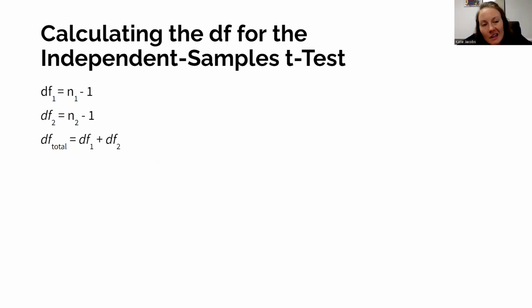Sometimes you'll see DF by itself. If you see DF by itself, with no sub number or letter or anything, then that means degrees of freedom total. Another way that you could do it is to take the total sample size of the entire study, minus 2. Or you could find the degrees of freedom for each of the individual groups and add them together.